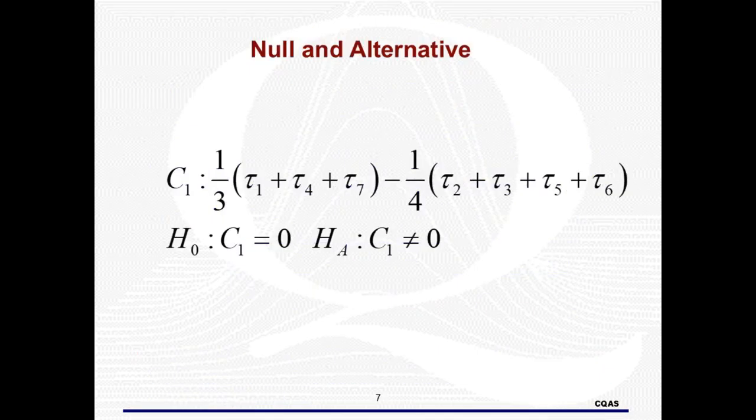To answer this question, we first need to define the hypotheses. The null hypothesis states that the average effect of the pre-sterilized filters equals the average effect of the non-pre-sterilized filters. The alternative hypothesis states that these averages are different. Notice that we're comparing groups of treatments rather than individual treatments. This is one of the strengths of contrasts. They allow us to combine treatment means in a way that directly addresses the scientific question.